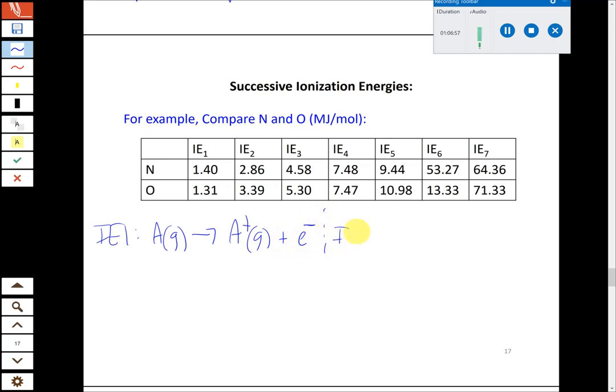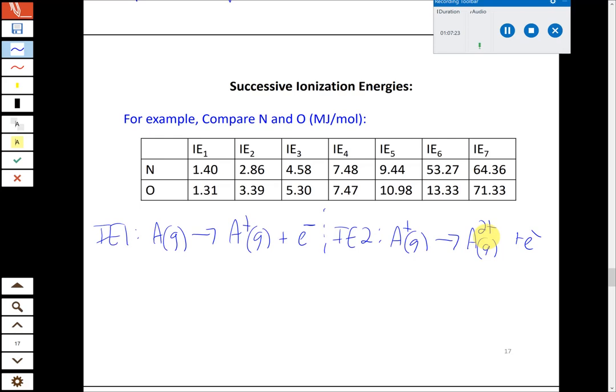If we have the second ionization energy, what we're doing is we're removing a second electron. So we're starting with the +1 cation, where we've already removed one electron. So we always do these one at a time. And so the second ionization energy, IE2 as it's abbreviated, refers to this process where we're removing one more electron and forming a +2 cation. So basically each successive ionization energy involves removing one more electron from the atom.